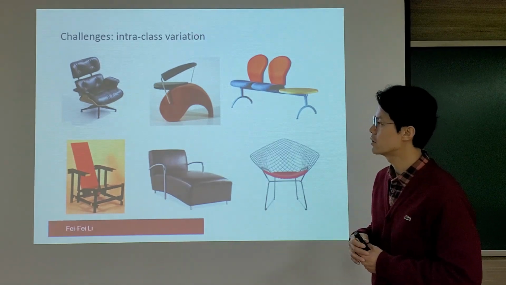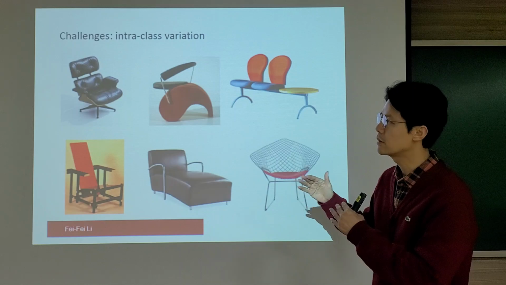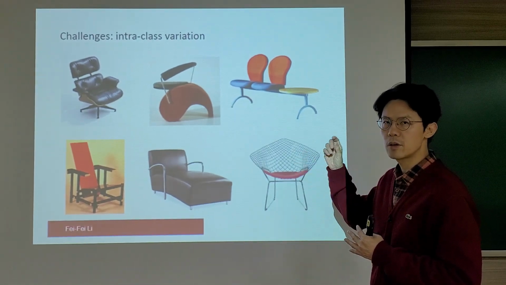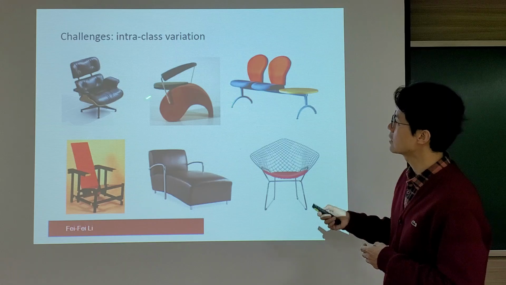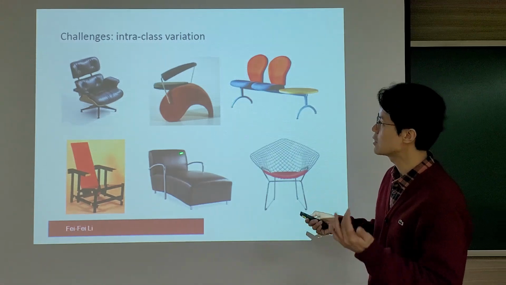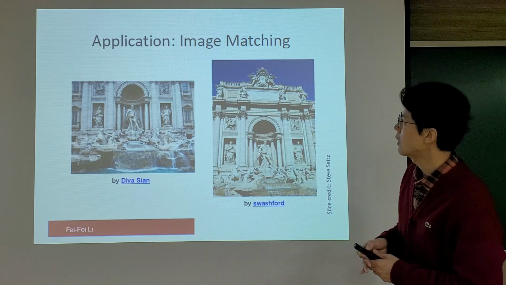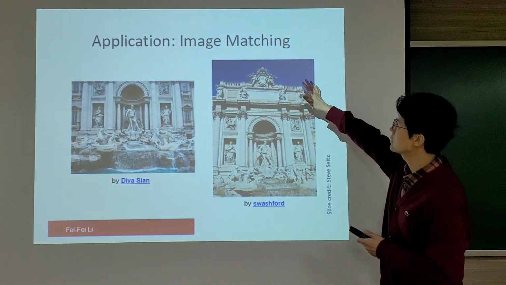Still, we need to be able to understand them at the same class. So, if the user wants to extract some chair, we need to be able to classify them as a chair and then provide them to the user. As an example of image search, is this image matching?